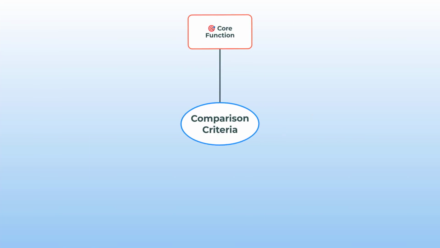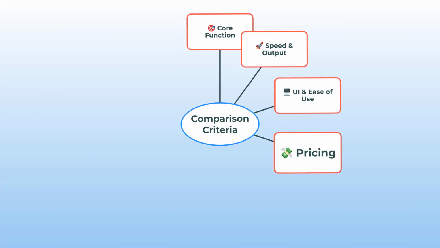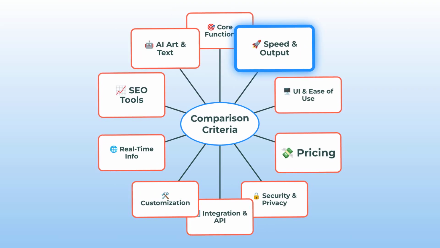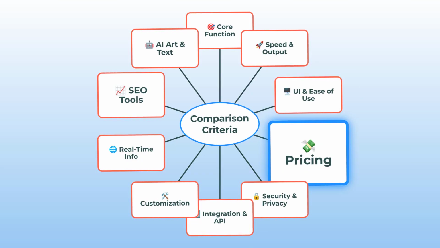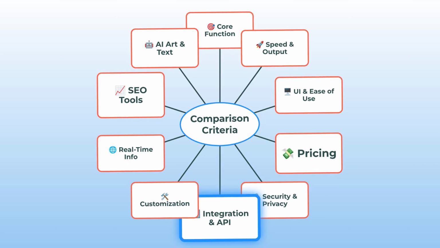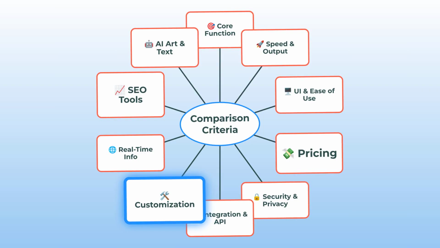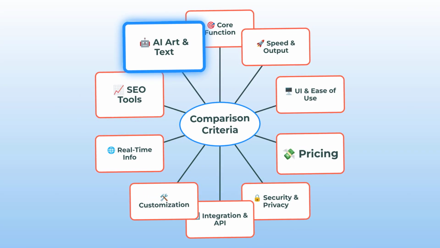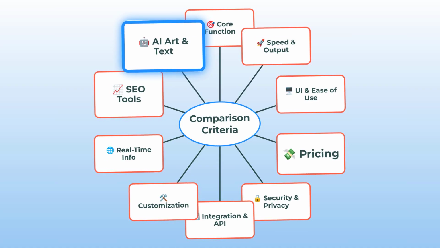Okay, before we get started, here's the roadmap. We're going to break things down category by category. Core function, speed and output, UI and ease of use, pricing, security and privacy, integration and API, customization, real-time info, SEO tools, and a special section for AI art and text capabilities. Each round is going to highlight what makes each tool shine or stumble.